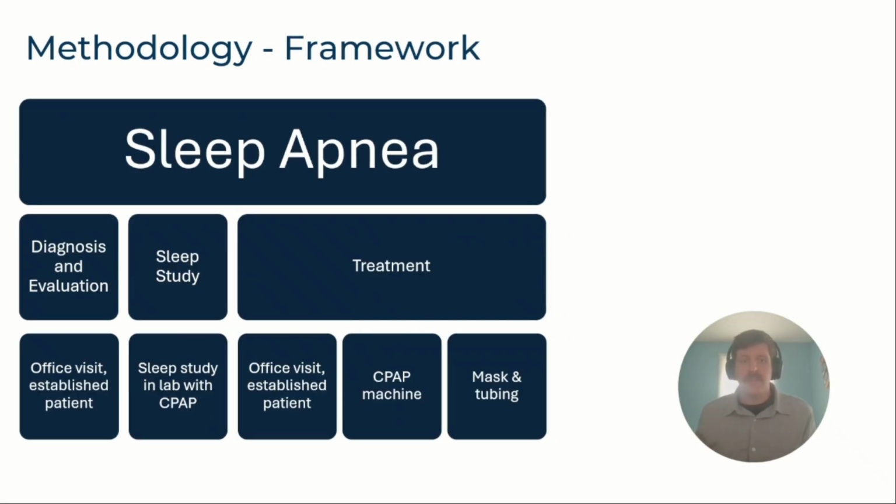We can see this structure in our sleep apnea bundle. So the overall bundle includes 3 different steps: diagnosis and evaluation, a sleep study, and then treatment. And each of those different steps is comprised of one or more services, which range from office visits to the fees for a CPAP machine, or perhaps even the accessories that go with that CPAP machine.